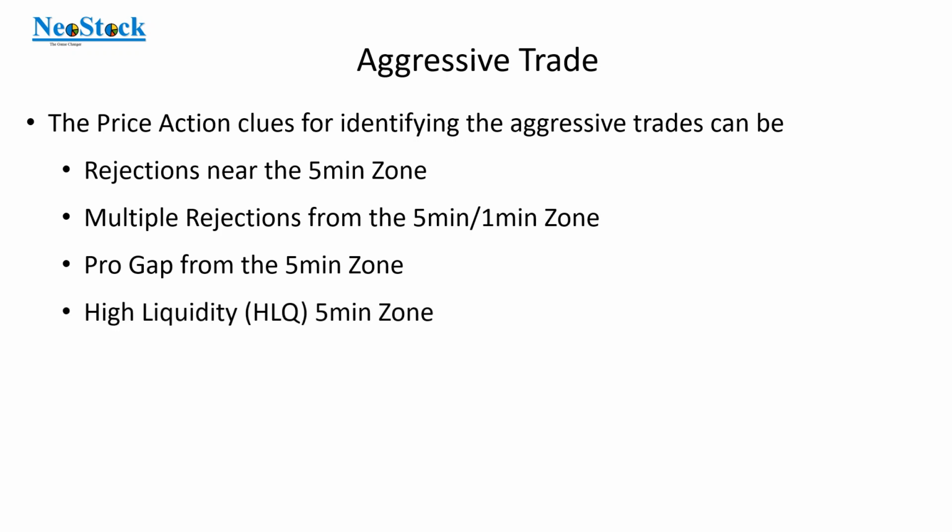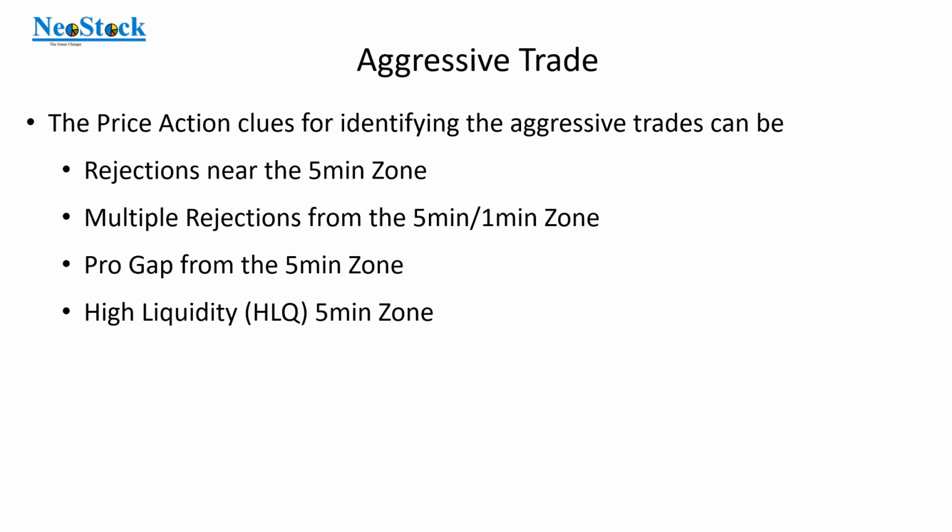And the fourth one is the high liquidity 5-minute zone. Whatever the 5-minute zone, which is not a fine-tuned zone, if it is a high liquidity zone, that means 5-minute high liquidity is inside 75-minute high liquidity, or 5-minute high liquidity is inside the daily high liquidity, but not having zone confluence. In such a situation, you can directly take a trade in this 5-minute high liquidity zone. Then we call it an aggressive trade.